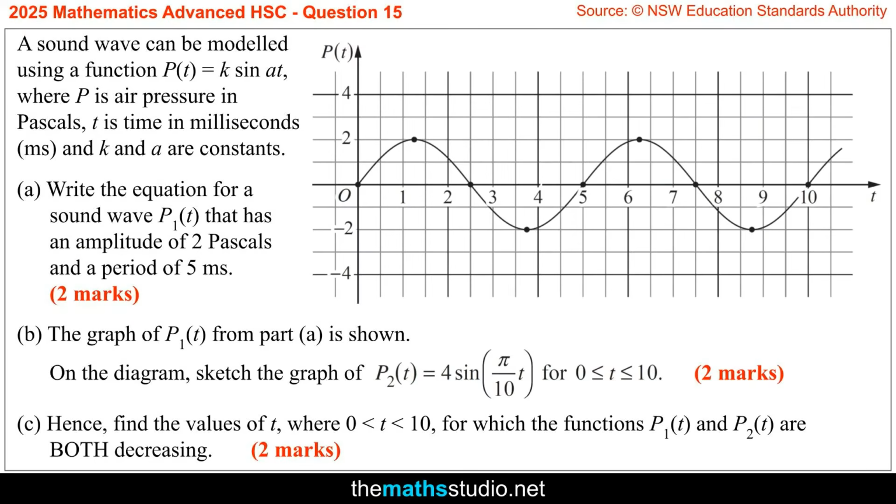Question 15. A sound wave can be modelled using a function P of t equals k times sine of at, where P is the air pressure in pascals and t is time in milliseconds, ms, and k and a are constants. Part A. Write the equation for a sound wave P1 of t that has an amplitude of 2 pascals and a period of 5 milliseconds.